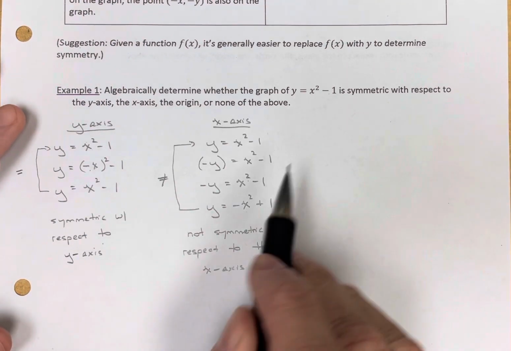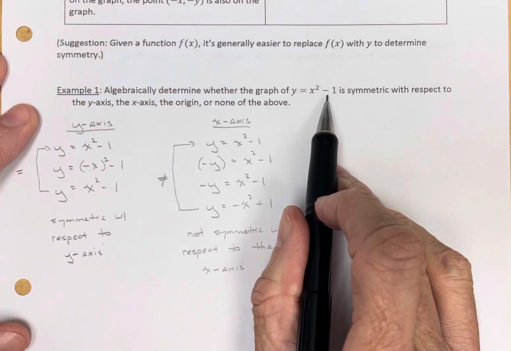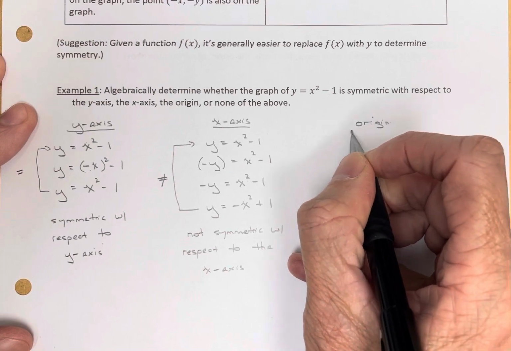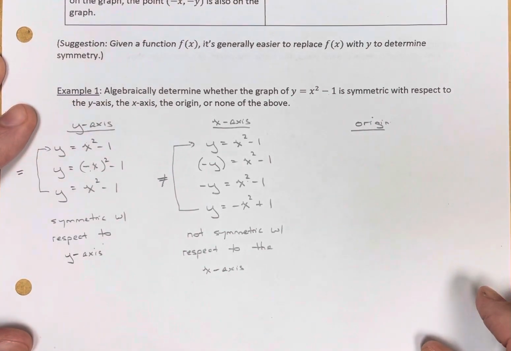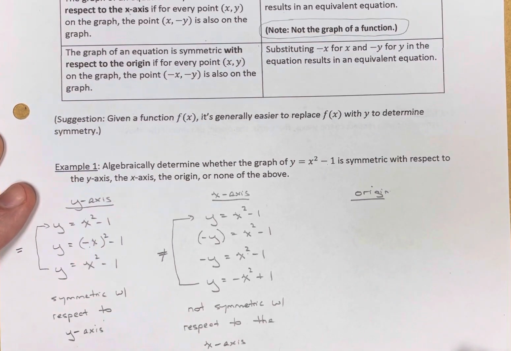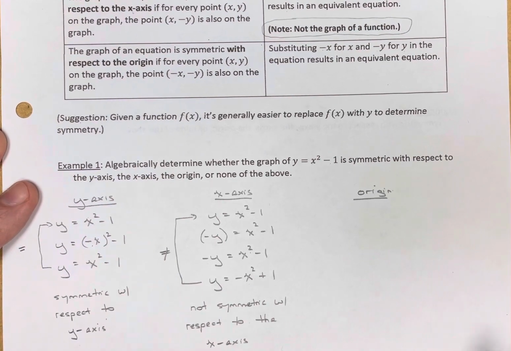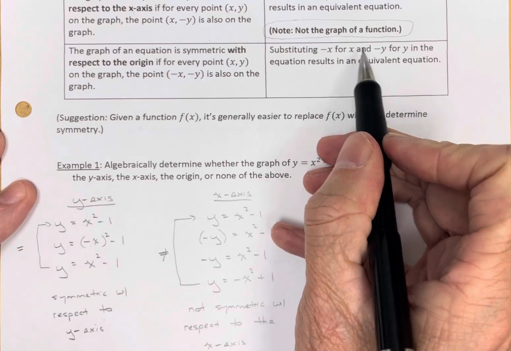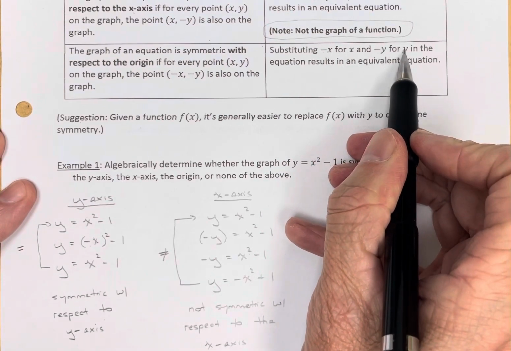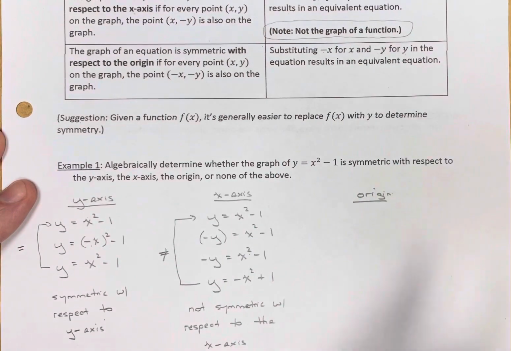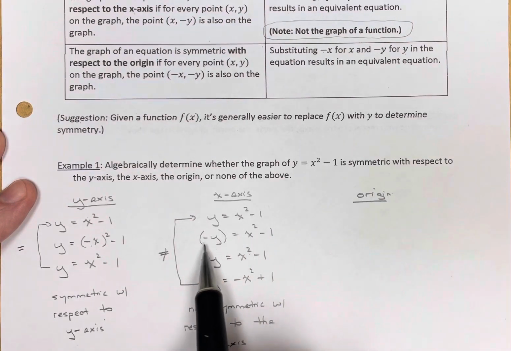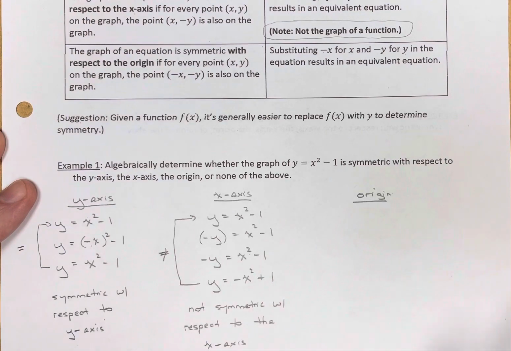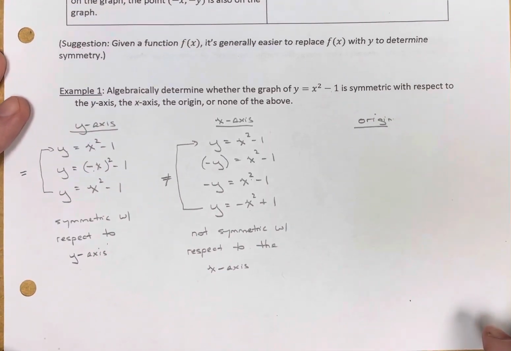Okay, finally, let's check this for symmetry with respect to the origin. All right, how do we test for that? We substitute negative x in for x and negative y in for y to see if we get the same equation. We may have to do a little bit of work, just a touch of math here, but we want to see if we get the identical equation we started with.